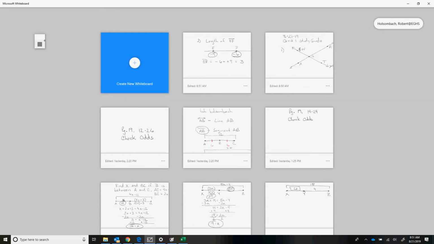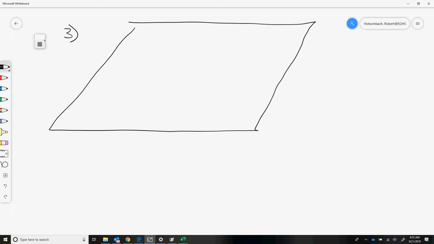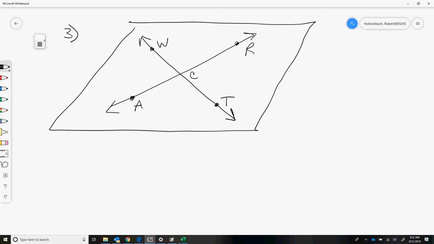Number 3. Name a plane that contains AC. All right, a plane that contains AC. So you've got this picture. And then you've got your 2 lines on there again. WCT. AR. Name a plane that contains line AC.